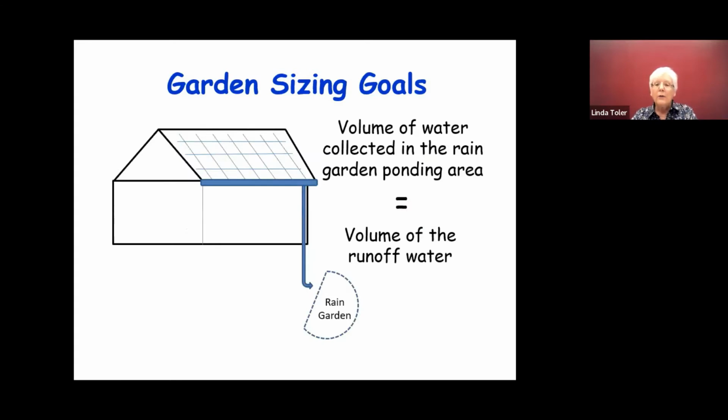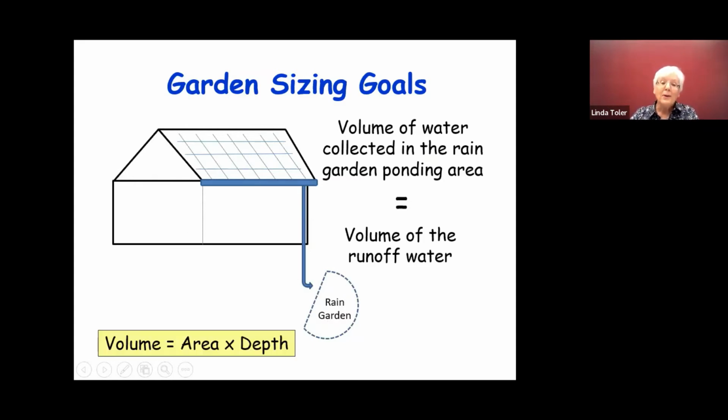So our overall goal in sizing our rain garden, and I'm going to apologize here, we're going to do a little bit of math, but nothing high-powered, you want the volume of the runoff that you're collecting to be equal to the volume of your rain garden. And just remember, volume is equal to area times depth.